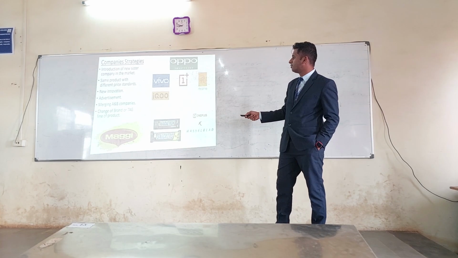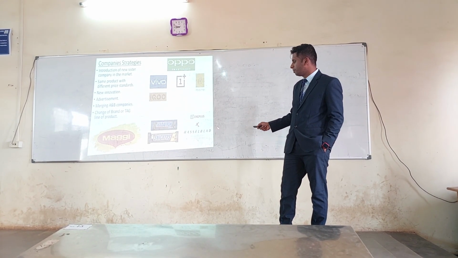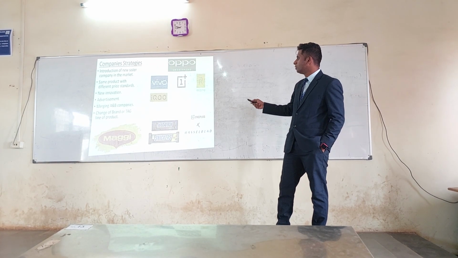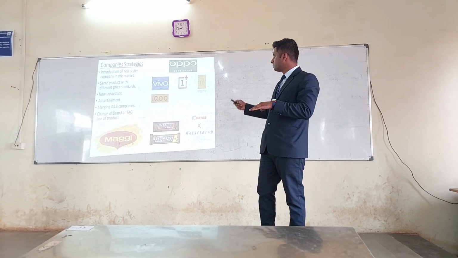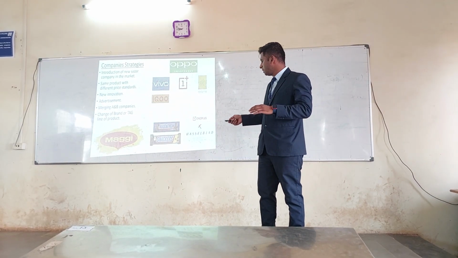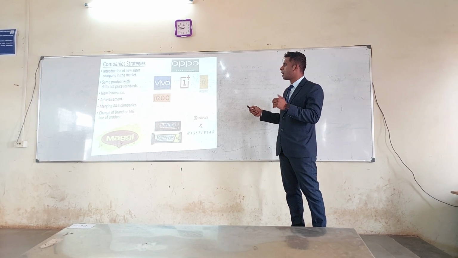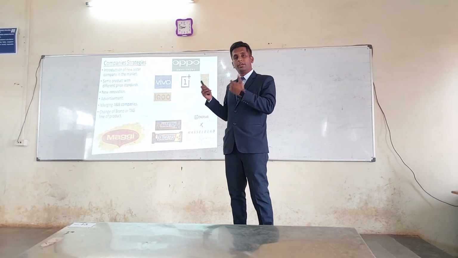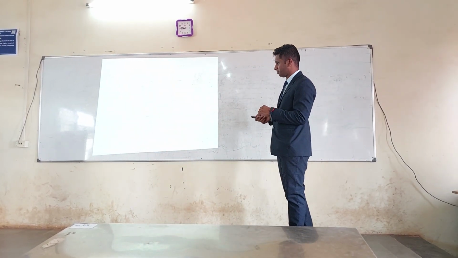So what OnePlus did is they merged with the Hasselblad company. This is a camera company. Hasselblad is one of the top companies for cameras. It's better than Samsung's and Sony's. So people started investing in OnePlus and Hasselblad. So this is how companies use strategies to come back from decline to the growth stage.